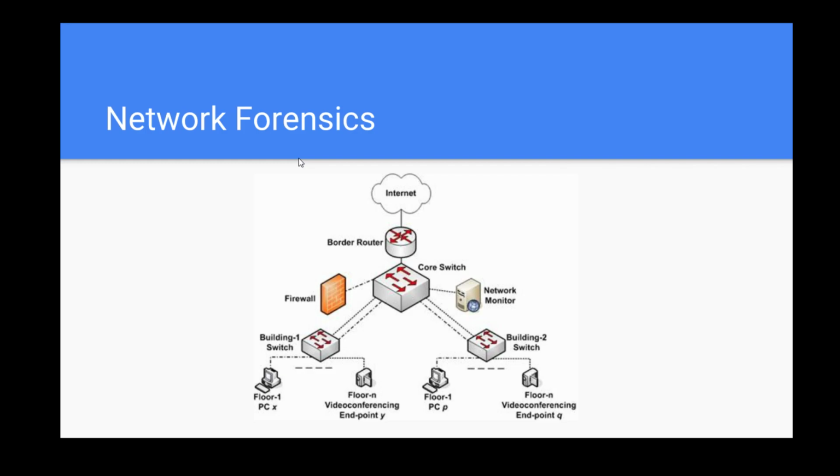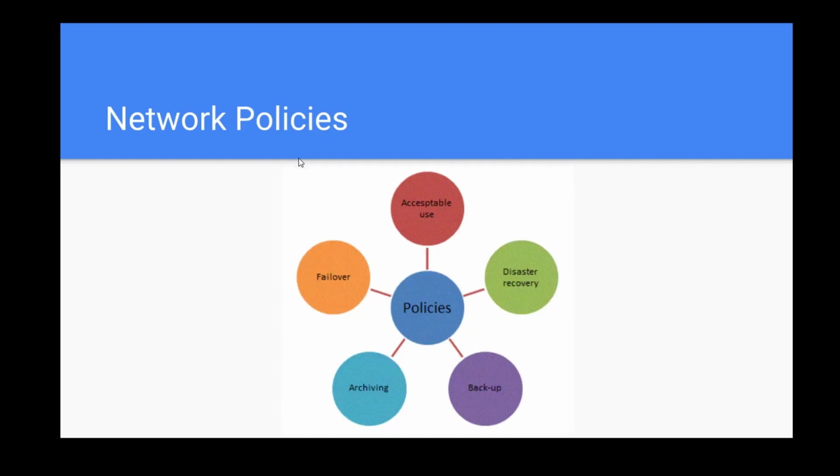And again, it's another form of looking at what's happened to make sure that the same attack can't happen again in the future. And again, we can go back to network policies as we've looked at in another video. Network policies are really important. If your network is kept up to date, is kept secure, if everyone's using it for the correct methods, if your backups and disaster recoveries are okay, if you've got archiving policies in place, if you've got failover in case of things not performing correctly, network policies can help save you.